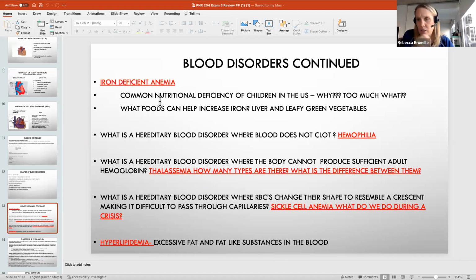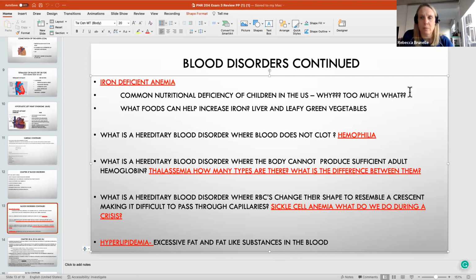So iron deficiency anemia, you don't have enough iron to produce your hemoglobin, and the hemoglobin is the protein on your red blood cells that carries oxygen. A common nutritional deficiency in children, what is it commonly associated with? What did children drink too much of that can cause them to have anemia? Milk. And then you do need to remember which foods have iron: green leafy vegetables, meat, bran, whole grains.